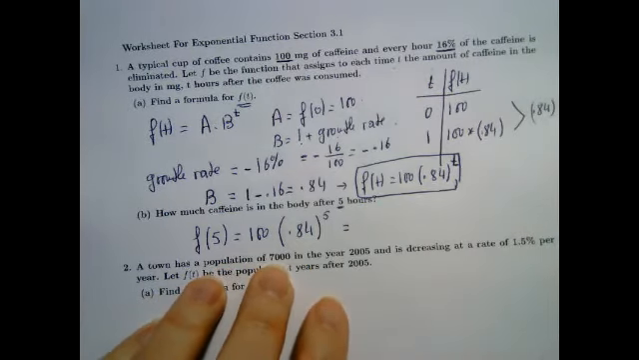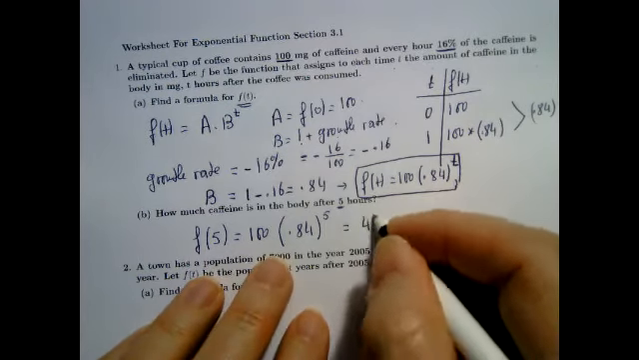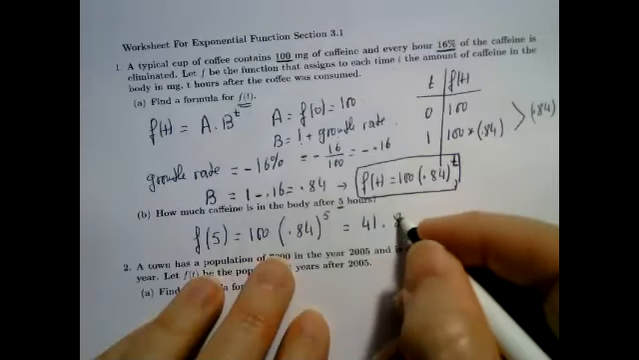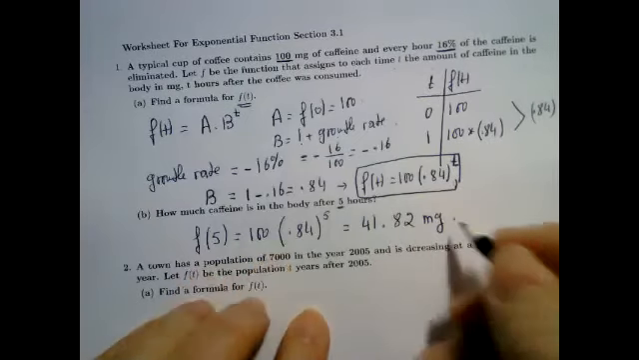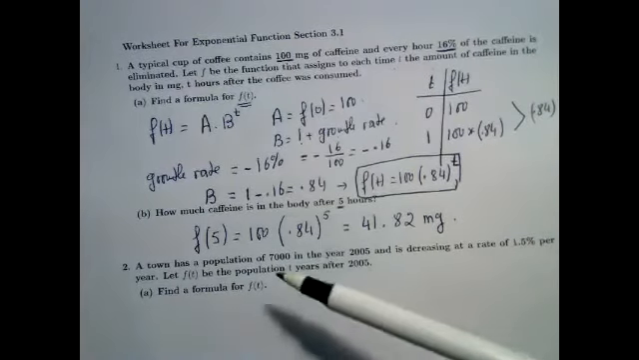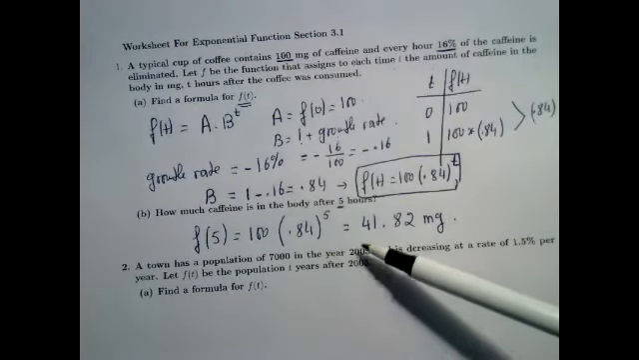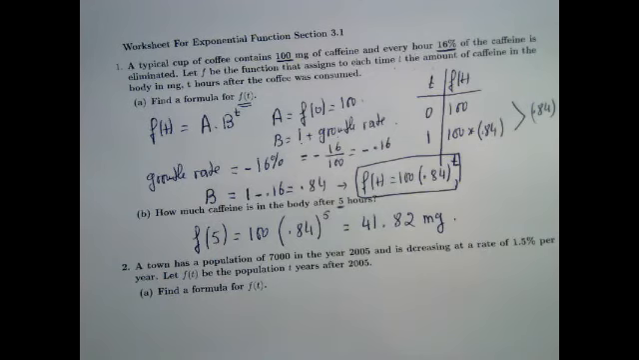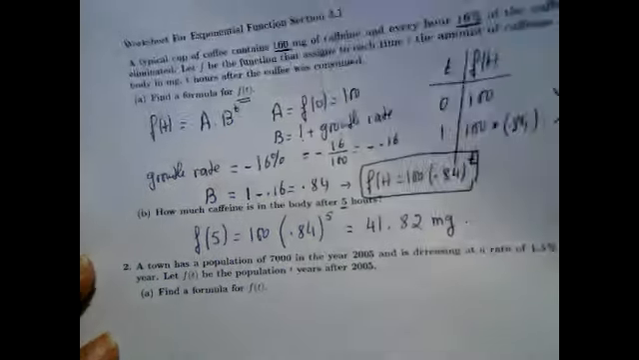So I don't know how much we get. 0.84 to the power 5. I'm getting 41.82 milligrams. Of course, it's decreasing. We're losing caffeine. Okay, very crucial, very useful type of functions because they really reflect this kind of behavior, something that decreases by the same percent. All right.